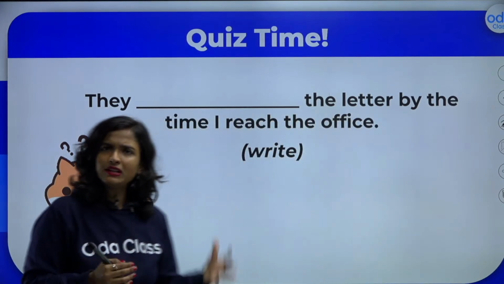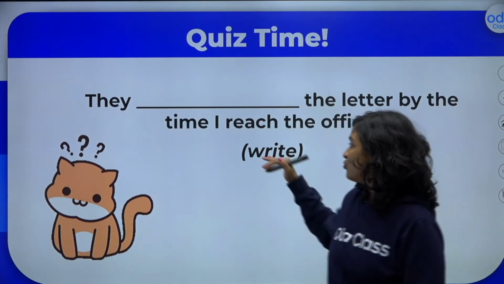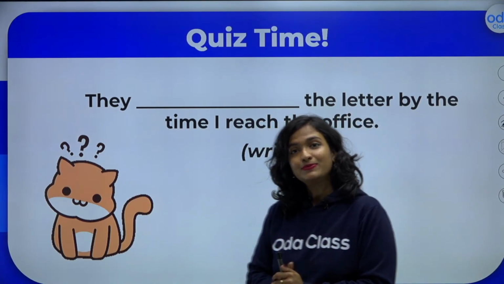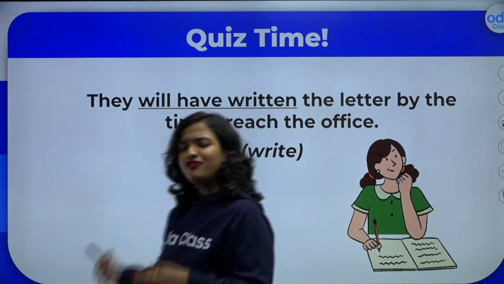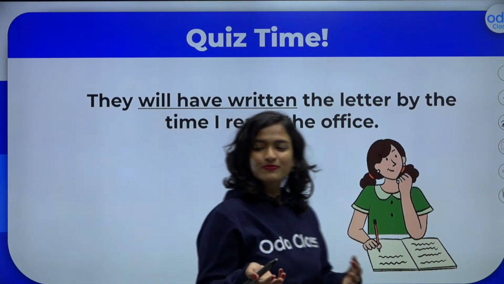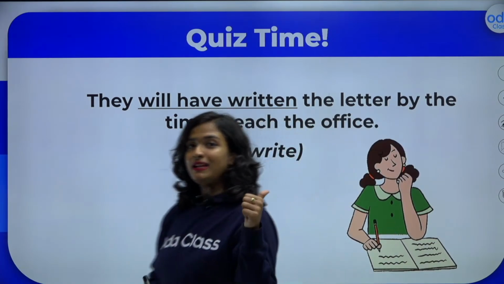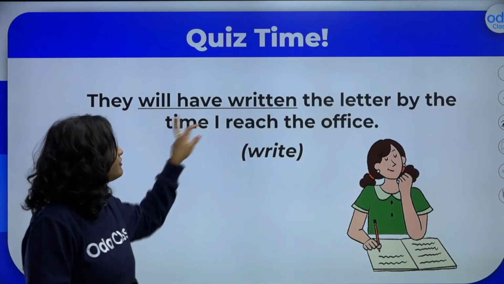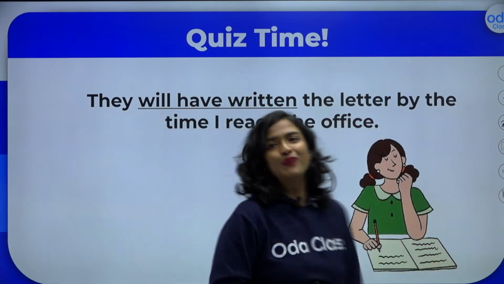So, let's try with will. They will, followed by have and then verb 3. What is verb 3 of write, students? It is written. So, this sentence becomes, they will have written the letter by the time I reach the office. Okay, is this clear to you all, students? We have our helping verb will or shall, followed by helping verb have, followed by verb 3, followed by our object.